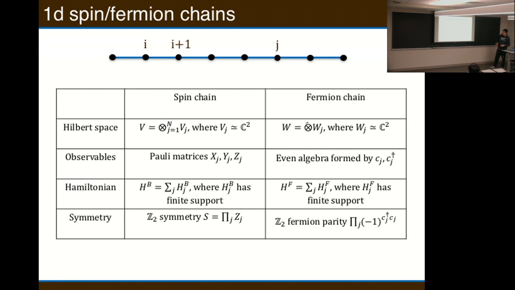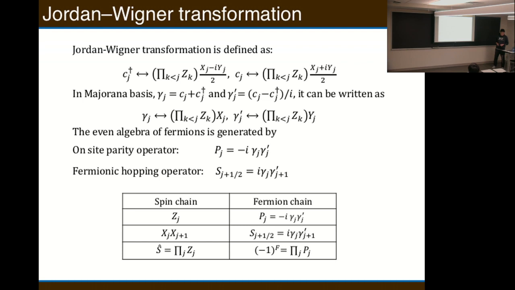So the Jordan-Wigner transformation will give the duality between these two systems. So the formula is the following. First, we map the creation and annihilation operators to the lowering and the raising operators. So on each site, they look the same. But to make sure the bosonic operators anticommute on different sites, we need to introduce this so-called string operator, a product of Z, from the left.